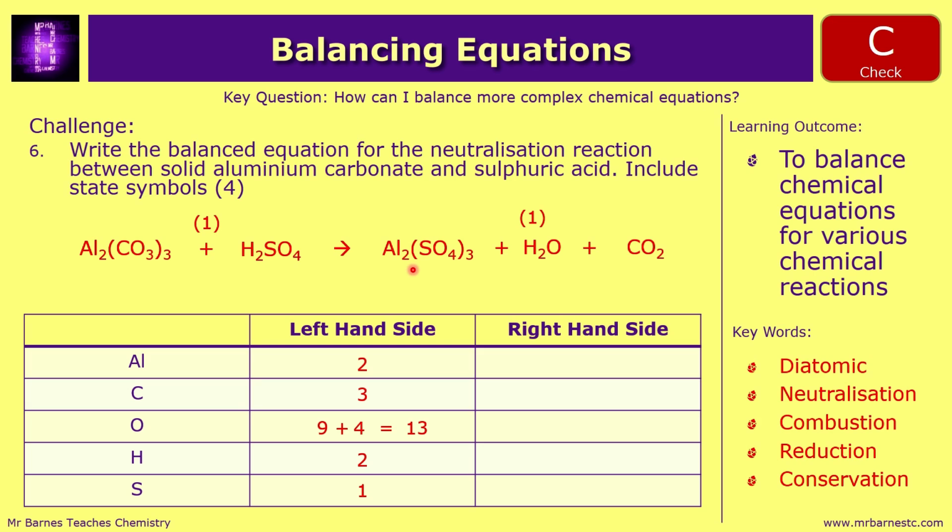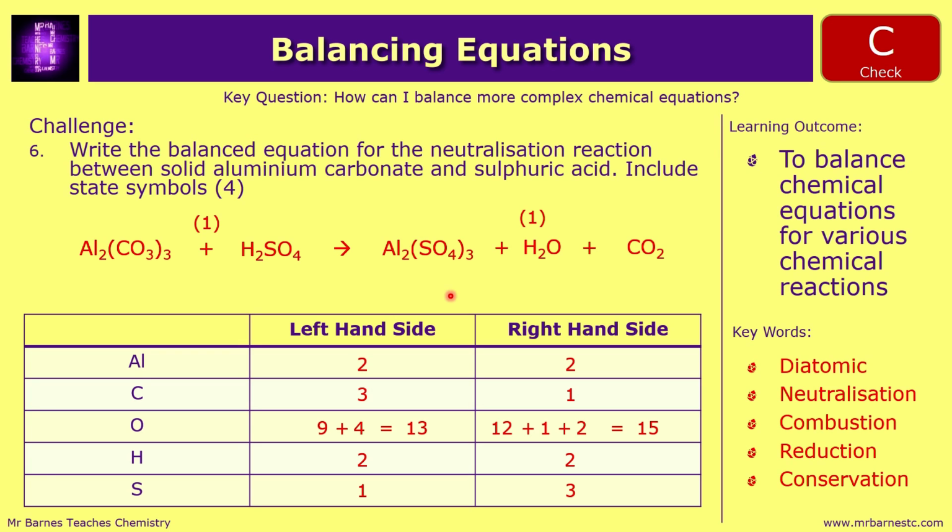On the right hand side I've got 2 aluminiums, I've got 1 carbon, I've got 3 times 4 is 12 oxygen, plus 1 in my water, and 2 in my carbon dioxide, which gives me 15 in total. I've got 2 hydrogens, and I've got 3 sulphurs. Now this one is probably above anything you'll get at GCSE, but it's still not a bad skill to have, to be able to balance it. So let's have a go.